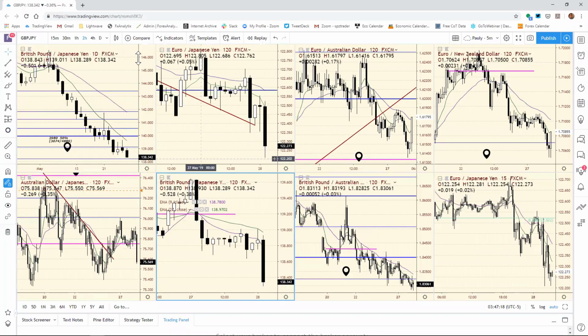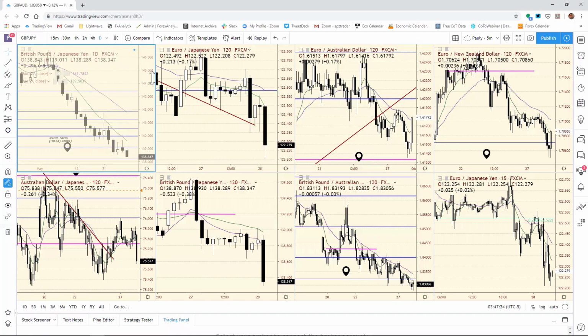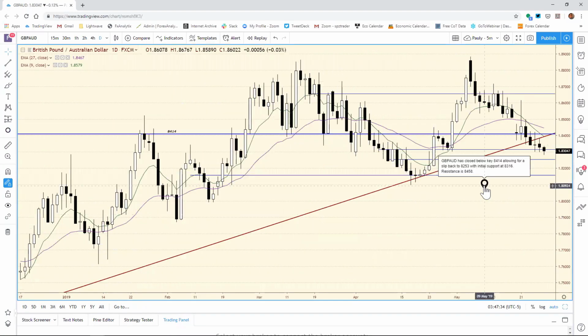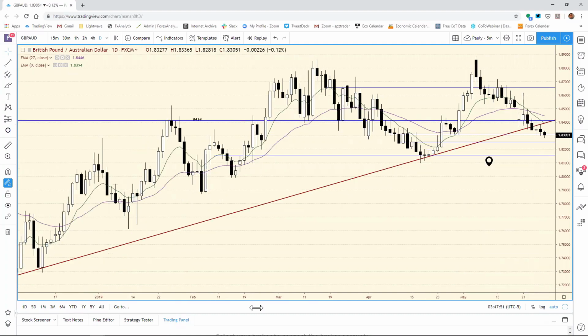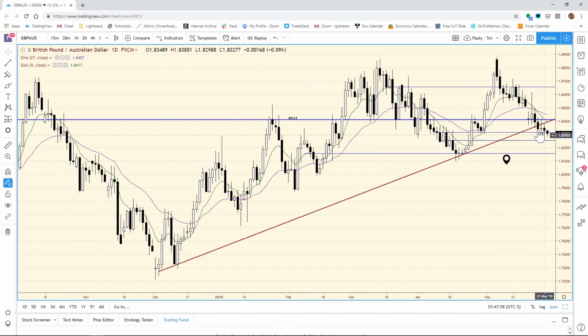And let's finish up with the sterling Aussie. Sterling Aussie has closed below the 84.14 level, allowing for a slip back to 82.53. Initial support is 83.16. Resistance is 84.58. Well, let's take a little bit closer look. You can see here we've closed below the key 84.14. We're also breaking below the trend line. A little bit of resistance right there at 83.50.